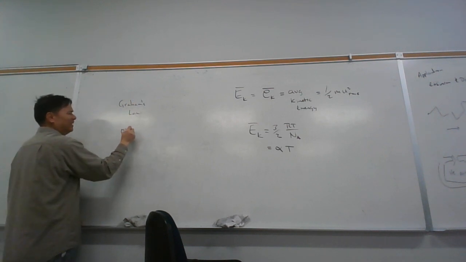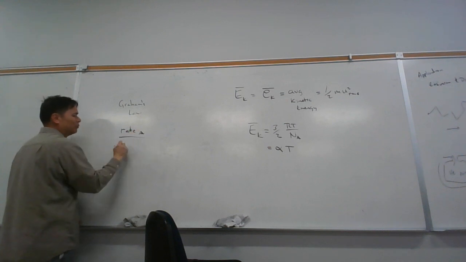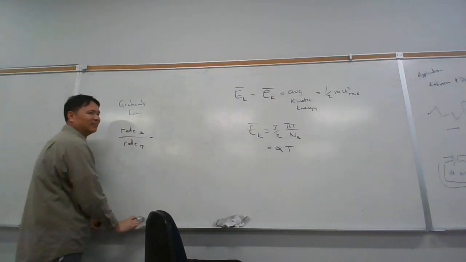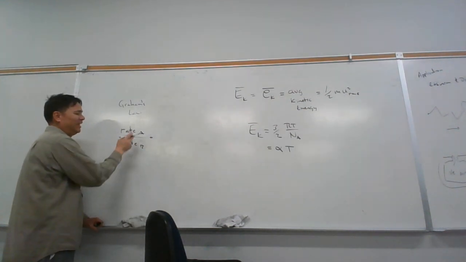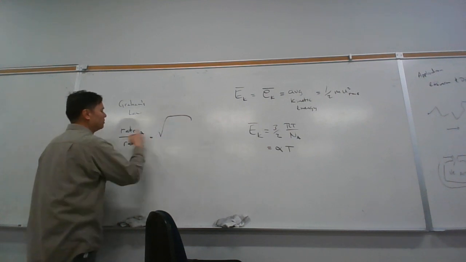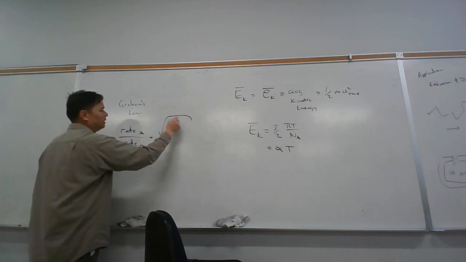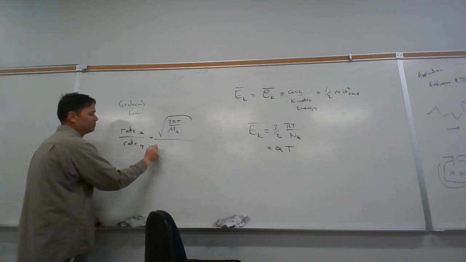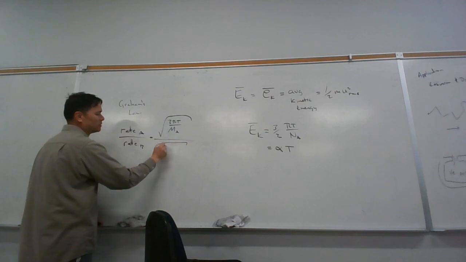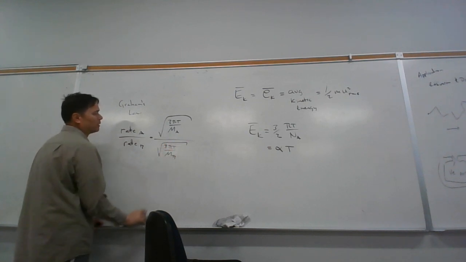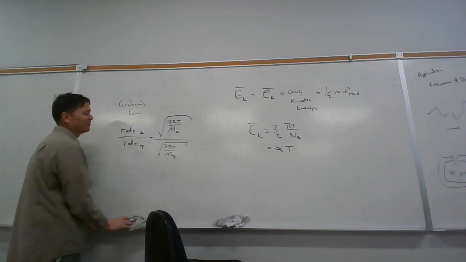The rate of A over the rate of B is equal to this. The rate of A is going to depend on how fast A is moving. How fast A is moving is going to equal the square root of 3RT over the molar mass of A. And the rate of B is going to depend on how fast B is moving. So this is going to be the square root of 3RT over the molar mass of B. The RTs are the same and 3 is the same.